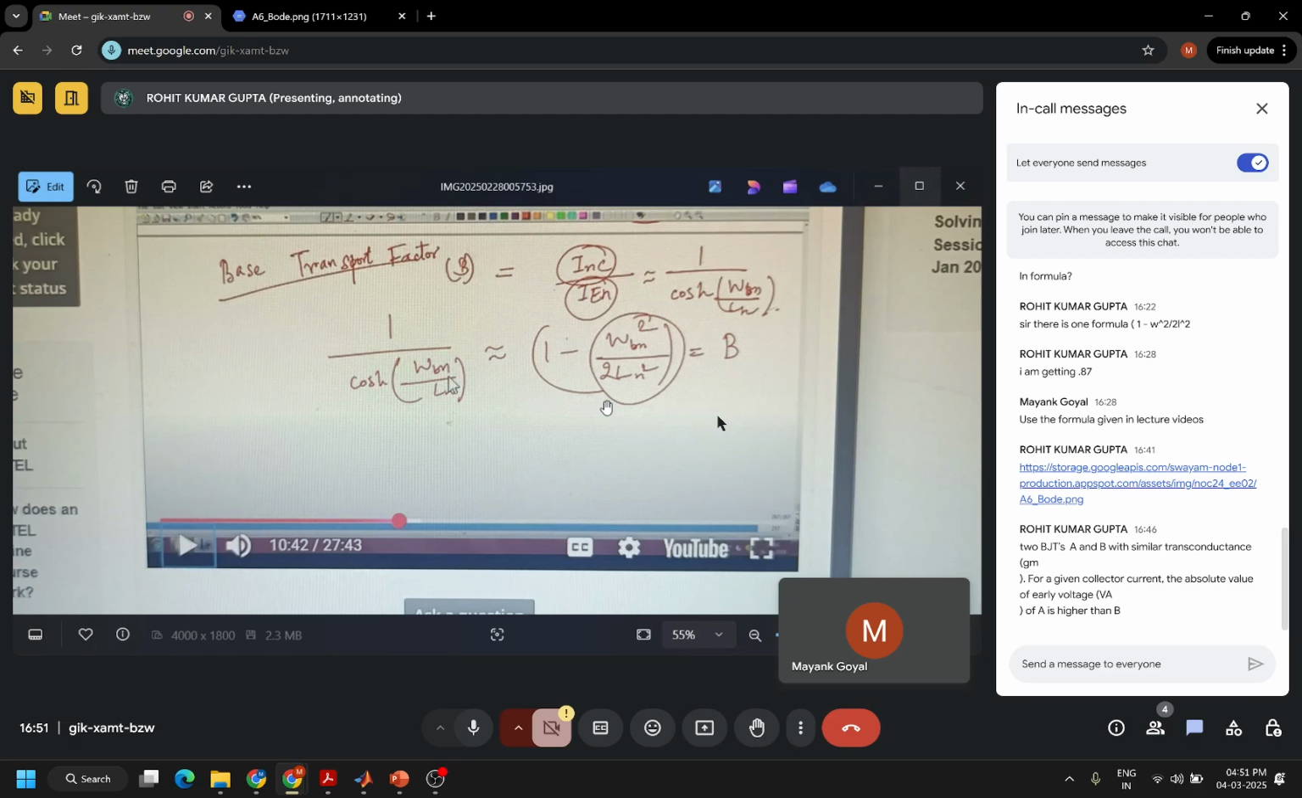So Ln is diffusion coefficient into lifetime, right? Under root of coefficient into lifetime, right? Yes, Ln is under root Dn into tau for a semiconductor. Okay, sir.